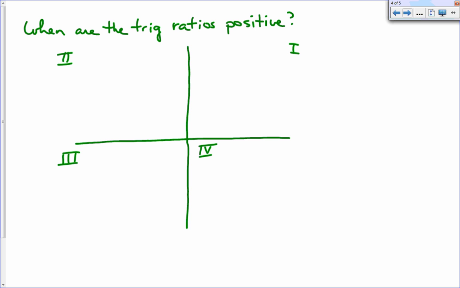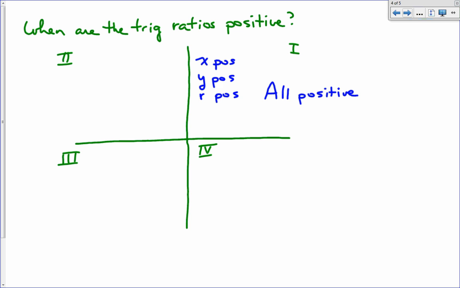So in the first quadrant here, in the upper right, x is always positive, y is always positive, and r is always positive. So any combination of x, y, and r is going to be positive. So all of the trig ratios are positive here.